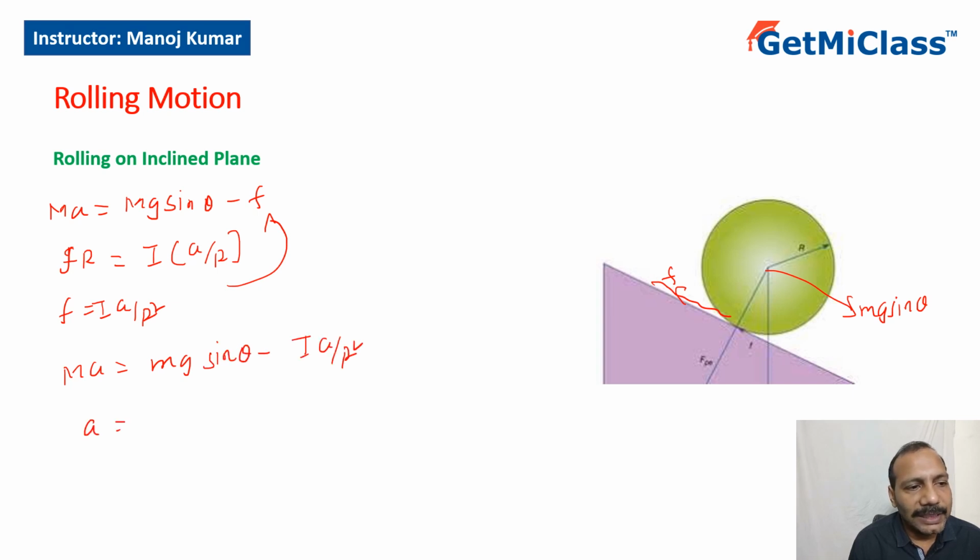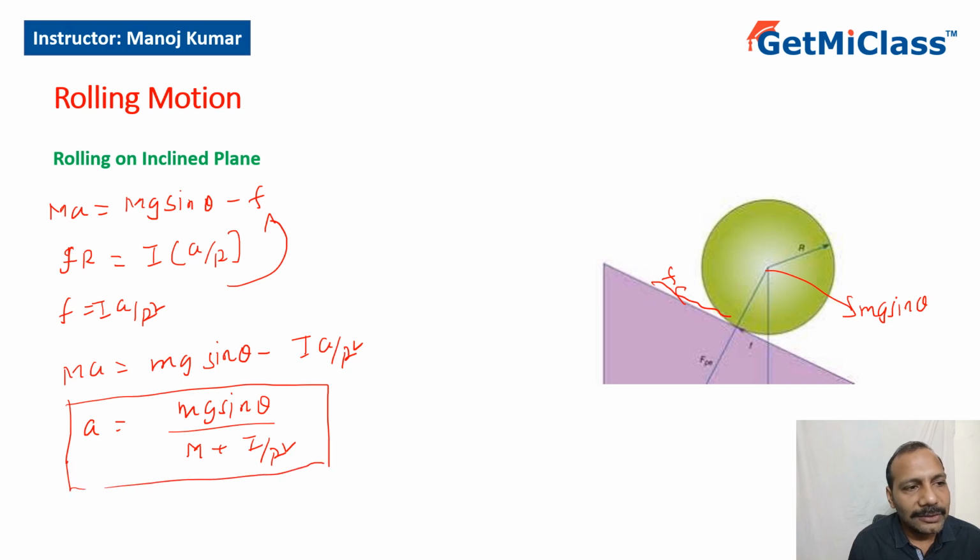So A would be equal to how much from this? A can be written as mg sin theta by (m plus I by R square). This is the acceleration with which the body would be coming down. And substituting this acceleration in this equation, I can find what is the minimum friction required.